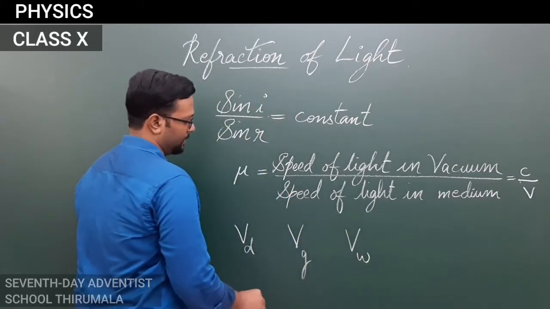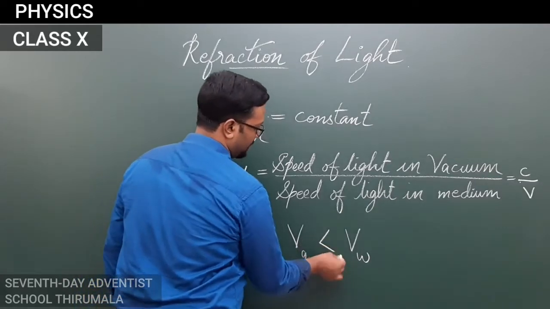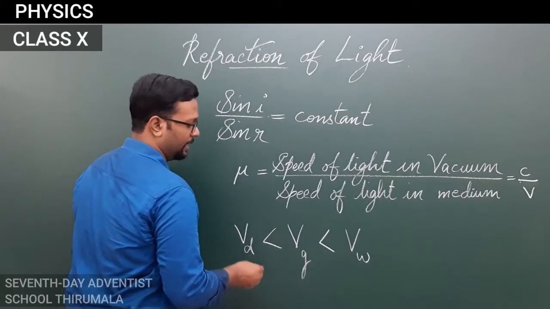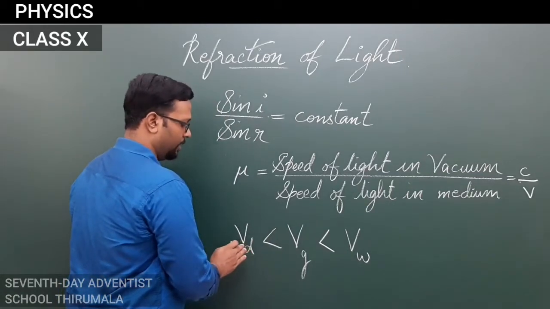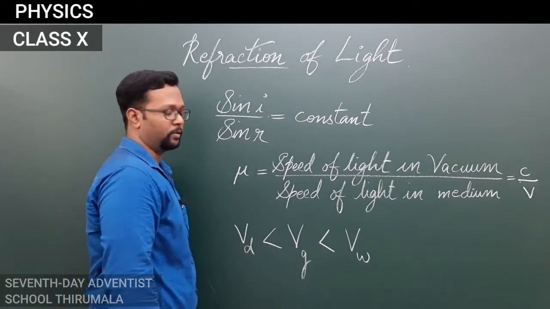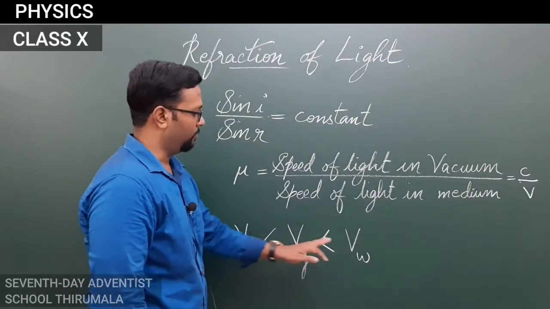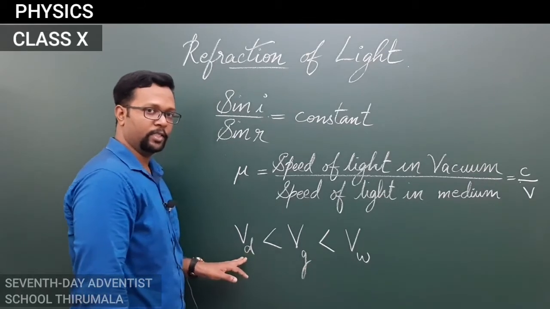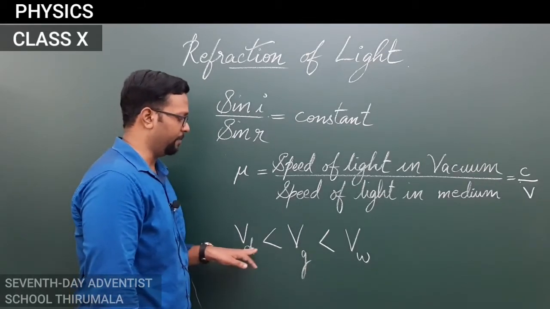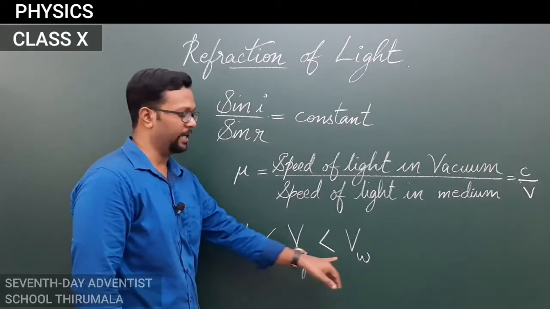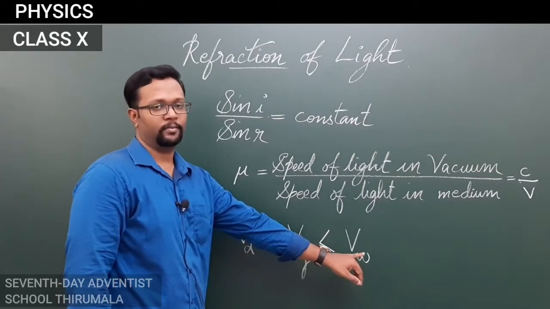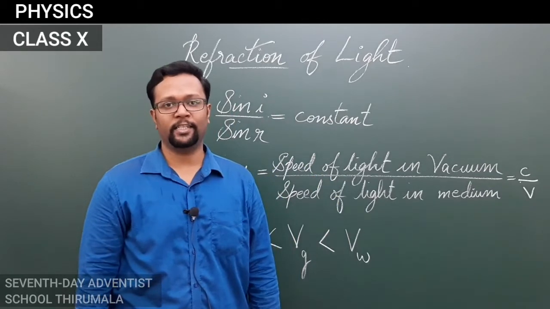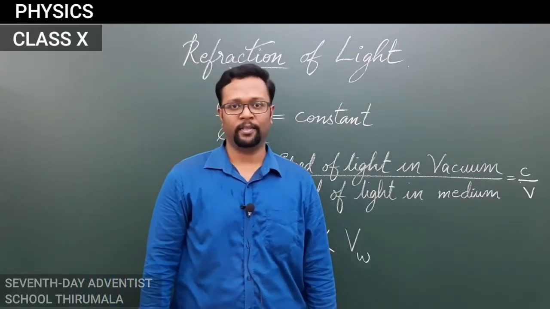What we see here is that among these three, light travels the fastest through water, and the least velocity will be in diamond. So light travels the fastest through water and the least velocity of light will be through diamond among glass, diamond and water. Understood? Okay, next one is conditions for no refraction.